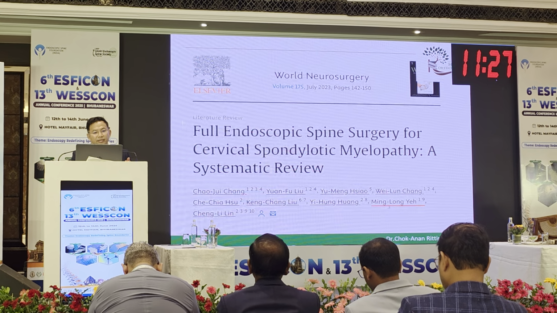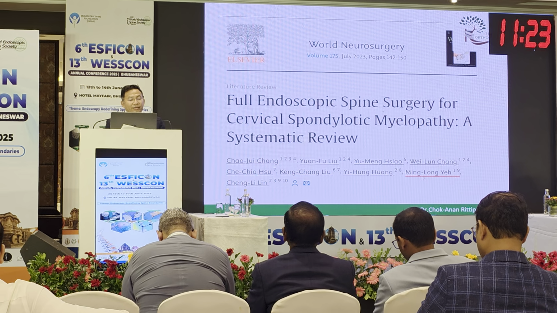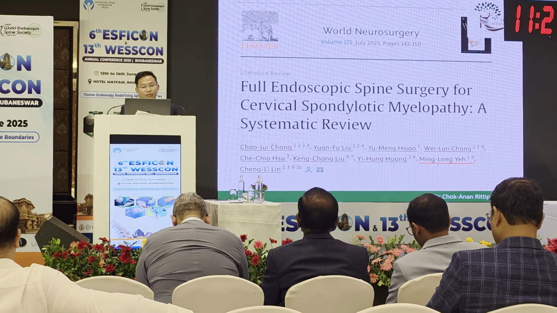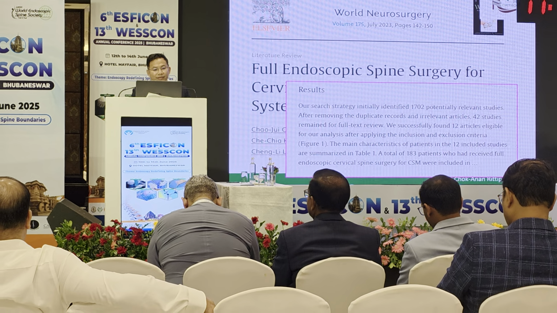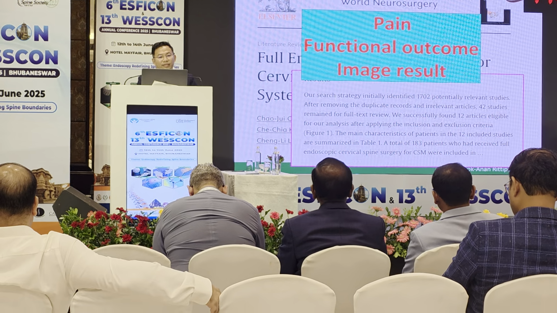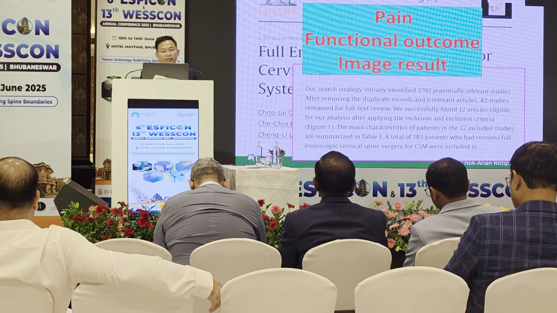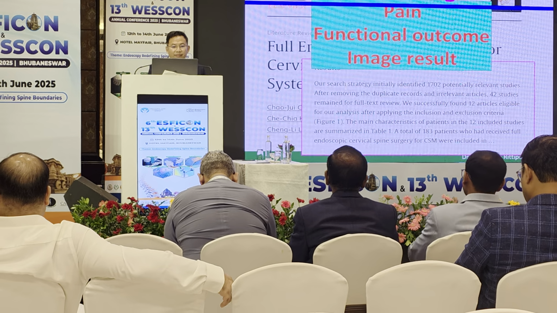This is the classic paper of the randomized controlled trial. Right now, we have the results, and with it, improvement in pain, functional outcome, and imaging results was significant.